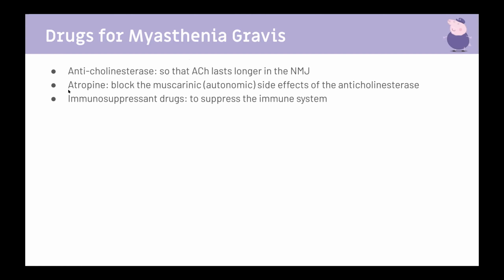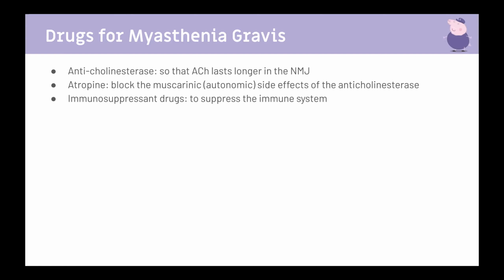So you can also use atropine. What atropine does is that it will block the muscarinic side effects of anticholinesterase, because anticholinesterase will be potentiating the cholinergic nerves all throughout the body. So that includes potentiating the parasympathetic cholinergic nerves. And then we give atropine so that we can block those unwanted side effects.